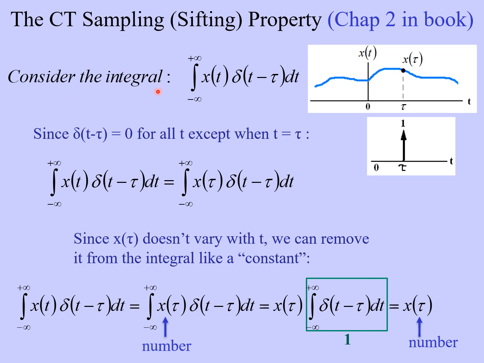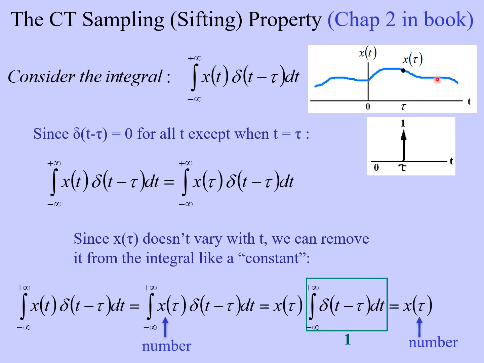Suppose we're given the following integral: the integral of x of t times delta of t minus tau. x of t is just some smooth continuous function like this blue line. Delta of t minus tau, remember, is a delta function shifted over to tau seconds. When we multiply these two functions together, remember the integrand is the product of x and the delta function. So all of these values of x over here are going to be multiplied by nothing, by 0.